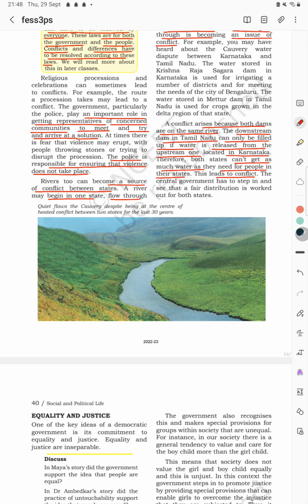Here the role of the central government comes. Central government has to step in and see that a fair distribution is worked out for both states. So have you got this? The conflict of Kaveri water dispute between Karnataka and Tamil Nadu. So basically both want an equitable share to meet the demand of water of the region. Both want the maximum water resources. So ultimately the conflict arises and the central government steps in and sees that a fair distribution is worked out for both the states.